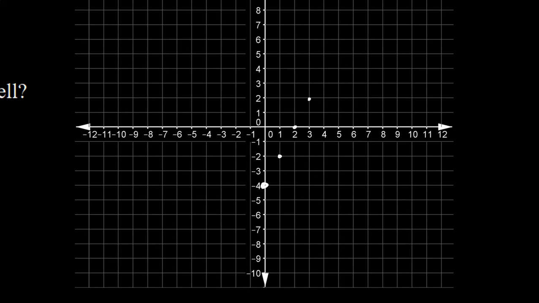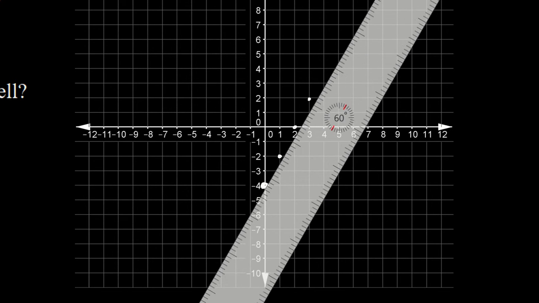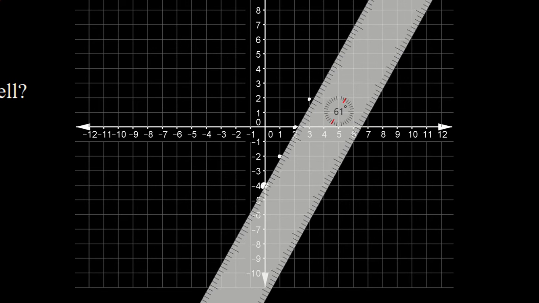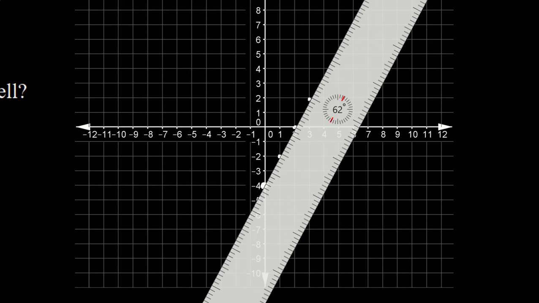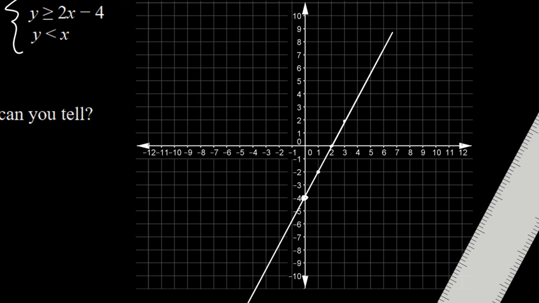That is the boundary. And this boundary is going to be solid because it did say the y's were greater than or equal to it. So when I line the ruler up here, I'm going to just pull a line that goes all the way through. It's not a dashed line. And the other thing is, this does say y values have to be above that line.